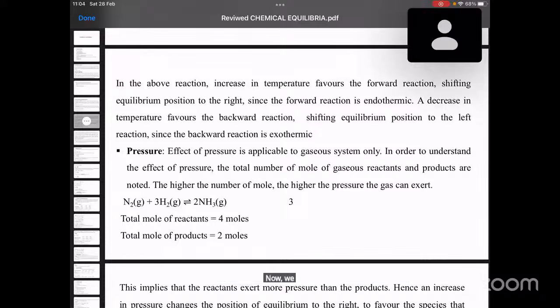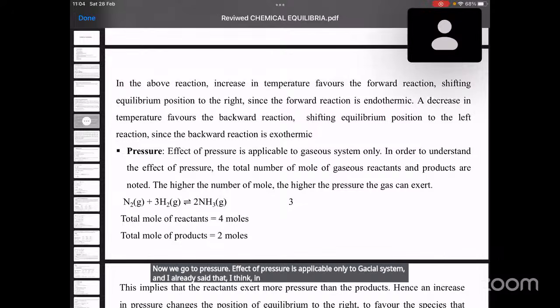Now we go to pressure. The effect of pressure is applicable only to gaseous systems. And I already said that, I think, in the course of our chemical kinetics conversation. Most of the time when we talk about pressure, you can't be talking about solids. More often than not, they're about gases, really. So in order to understand the effect of pressure, the total number of moles of the reactants is very important. Just like whether the reaction is endothermic or exothermic is important for temperature, the number of moles of reactant relative to that of the product is important for pressure.